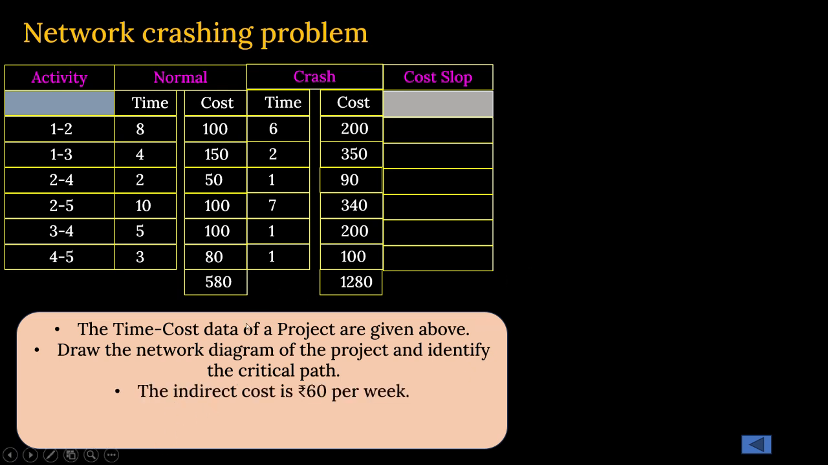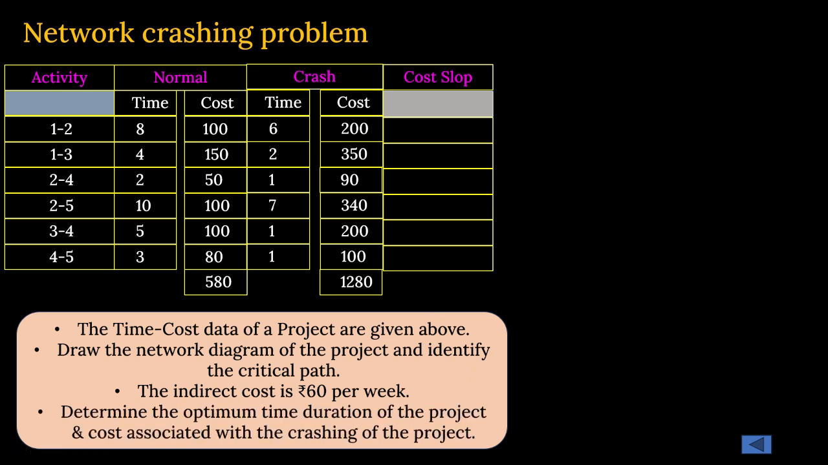It is also mentioned that indirect cost, that means the overhead cost, is rupees 60 per week. That means for every week you work, your overhead cost will be rupees 60 only. Overheads, indirect cost. Fine. And what is to be done by us? Determine the optimum time duration of the project, firstly, and the cost associated with the crashing of the project.